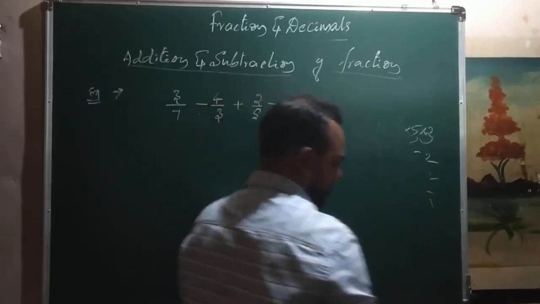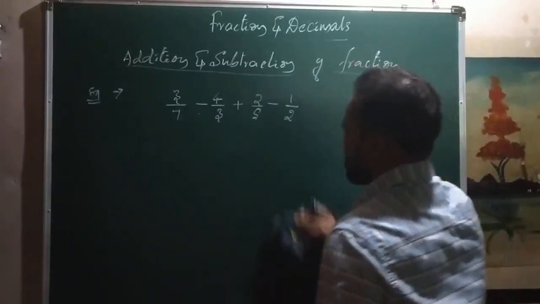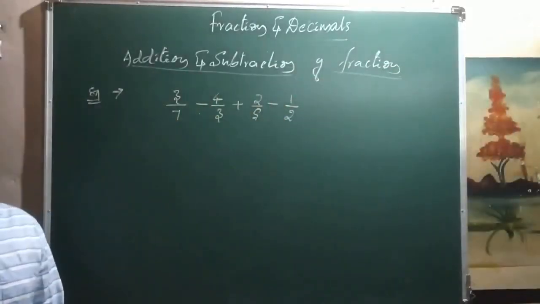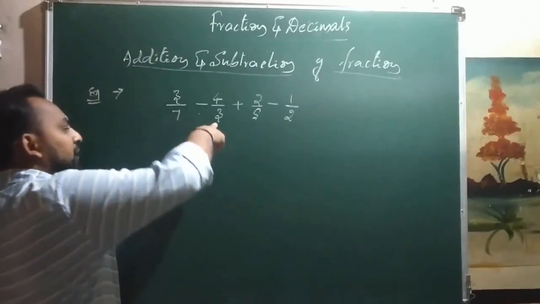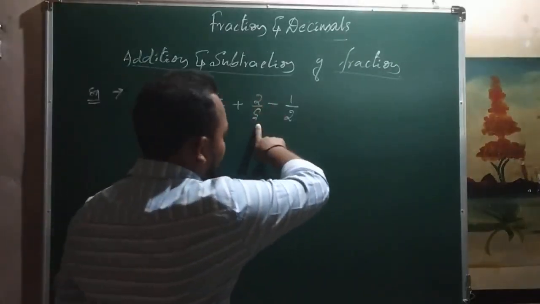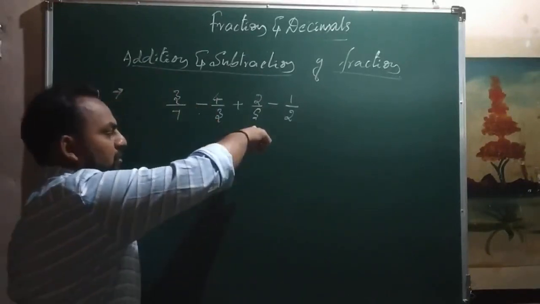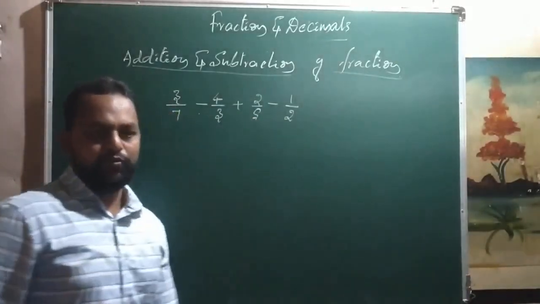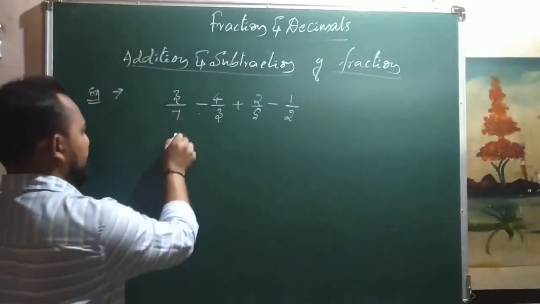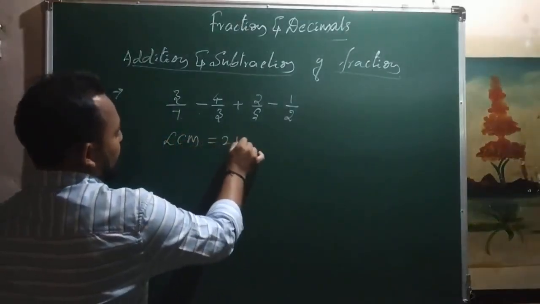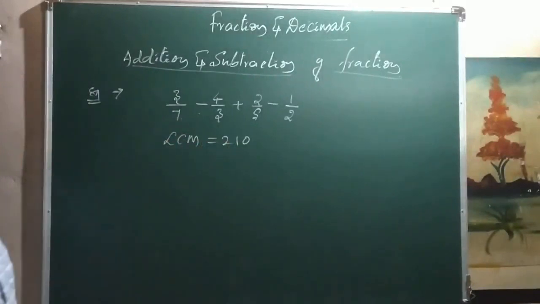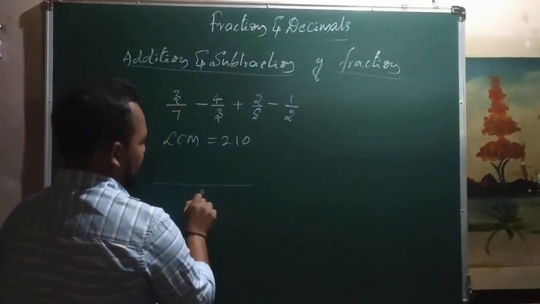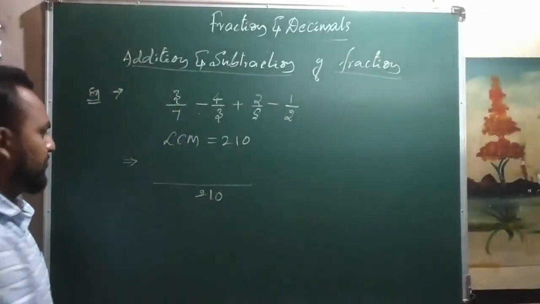Okay, all are prime numbers. When the denominators are prime numbers, then the LCM is found by multiplying all the denominators. The 7 3s are 21, 21 5s are 105, 105 2s are 210. 210 is the LCM. Here the LCM is 210.